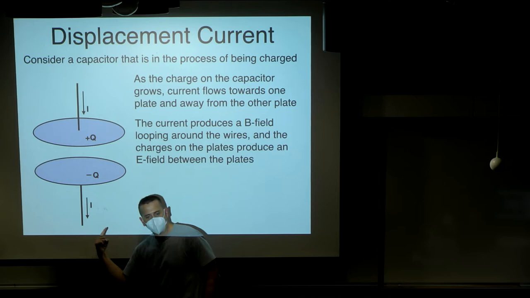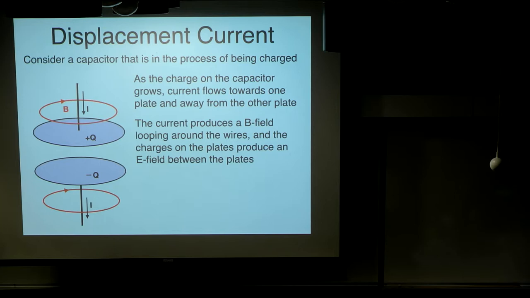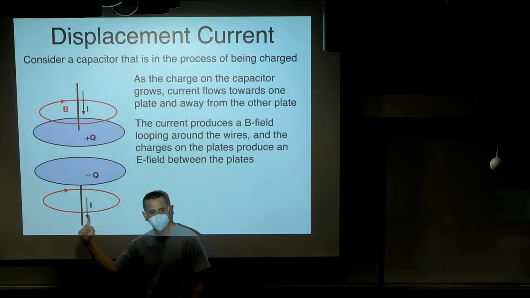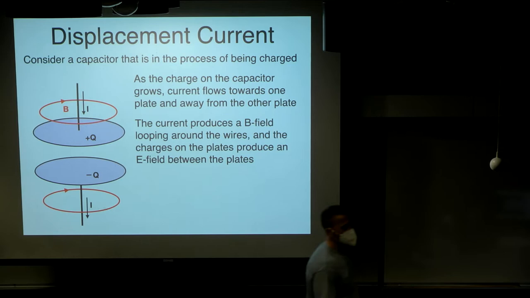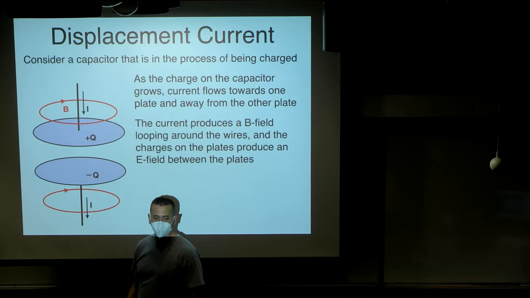Remember that? So if I have a current here, I'm going to have a B field line looping around this wire. And then if I have a current up there, I'm going to have a B field line looping around that wire. So the general picture looks something like this. Would we agree? I'm charging a capacitor. So I have sort of a B field looping around like this and like this around the wires that are connected to the capacitor. Okay? All right. That's not all, right? Because we have currents. Those produce the B fields that I'm showing you here. We also have an electric field between the two plates, right?